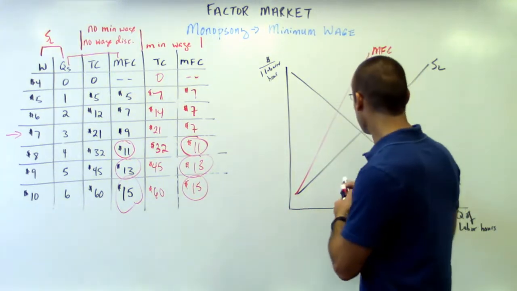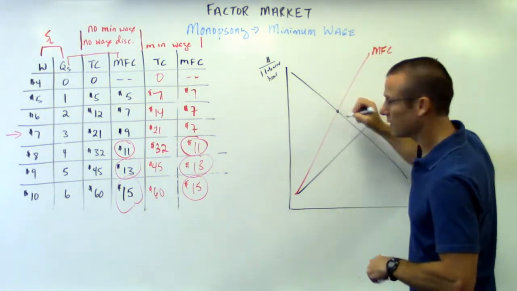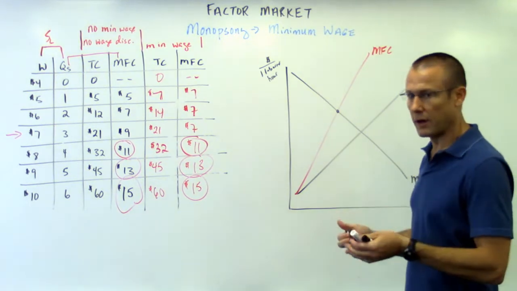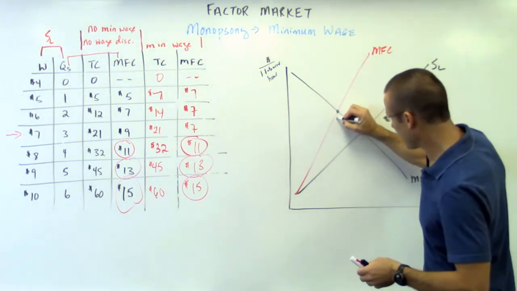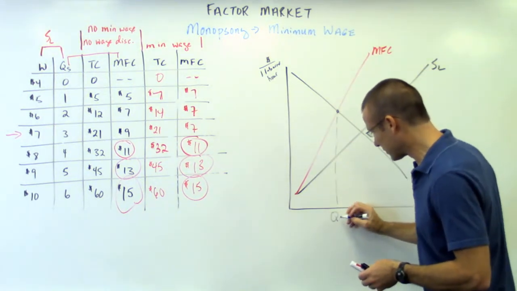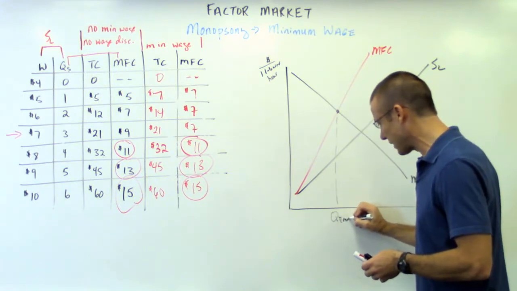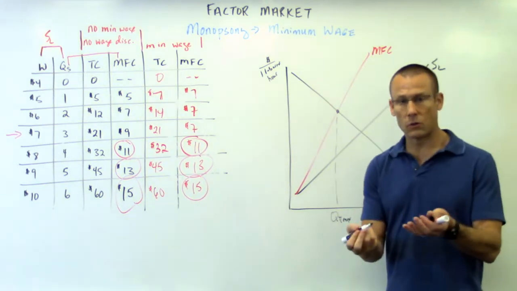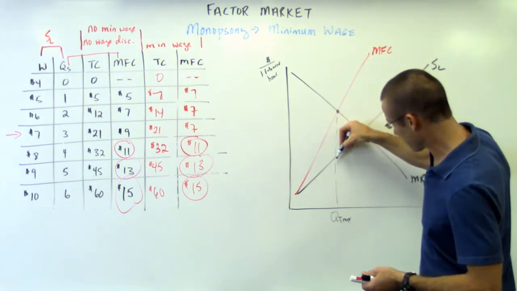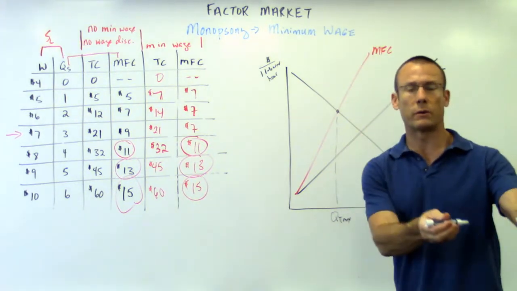Okay, so really quickly, I go to MFC, MRP. It's always good to do that, right? The MFC, MRP tells us how much we're going to hire. That's the quantity where we profit maximize. And what's going to be the wage? Well, the wage is going to be based on the supply curve. We're going to pay the lowest wage we possibly can.